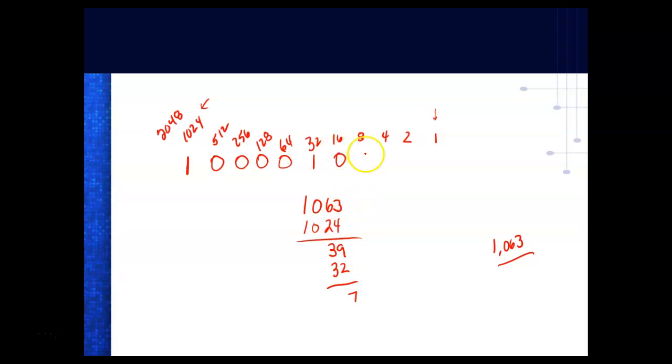No. Can I subtract an 8 from 7? No. Can I subtract a 4 from 7? Yes. That leaves me a 3. Put a 1 right there. Can I subtract a 2? Of course, I would win it. Yes, I'd put a 1 right there. Gives me a 1. Can I subtract a 1? Yes, put a 1 right there, and that leaves me 0.